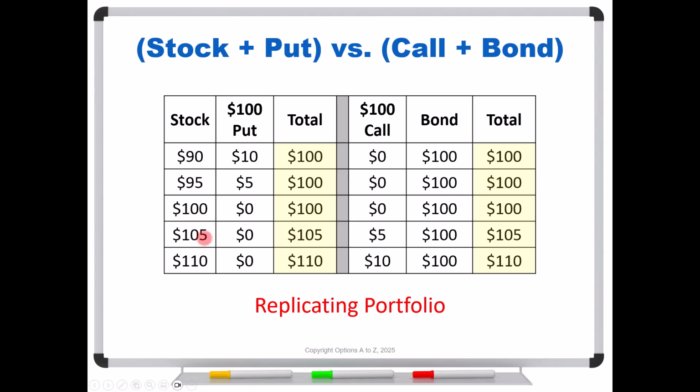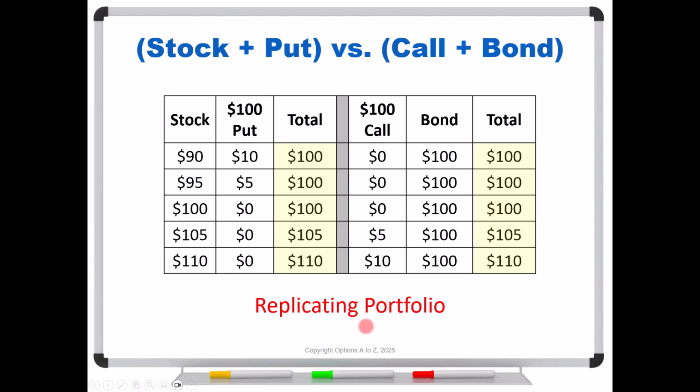Stock goes from 100 to 105. Trader A goes from 100 to 105. He increased by 5. Trader B increased by 5, going from 100 to 105. Everything is exactly the same. Not only the changes, but the total values.